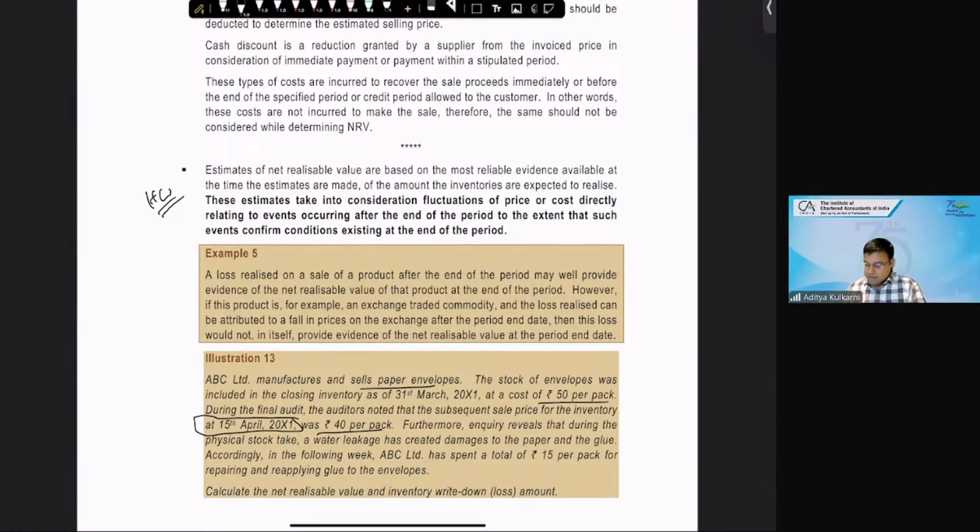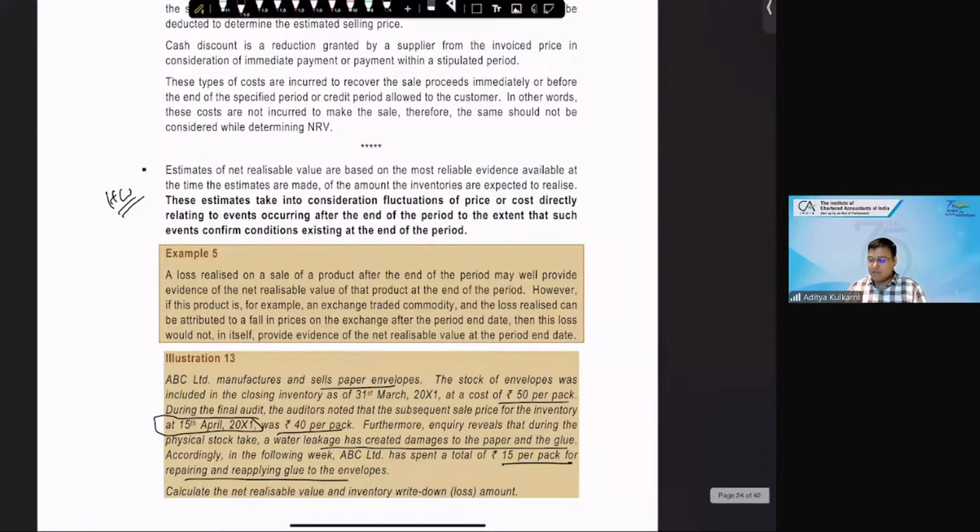Why did this happen? Furthermore, inquiry reveals that during the physical stock take, a water leakage has created damage to the paper and the glue. Accordingly, in the following week, ABC has spent a total of 15 per pack for repairing and reapplying glue to the envelopes. Calculate the net realizable value and inventory write-down amount.